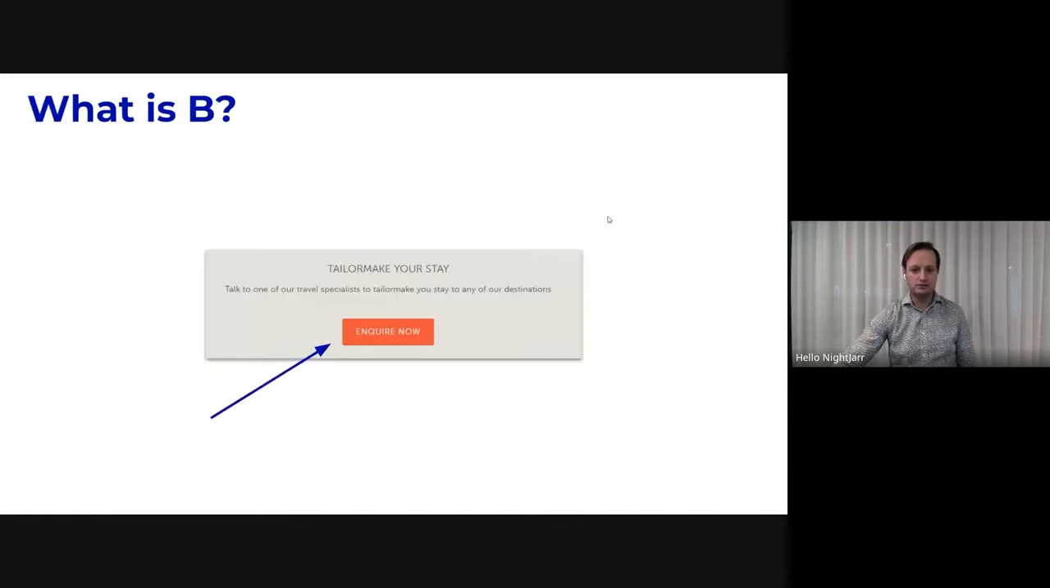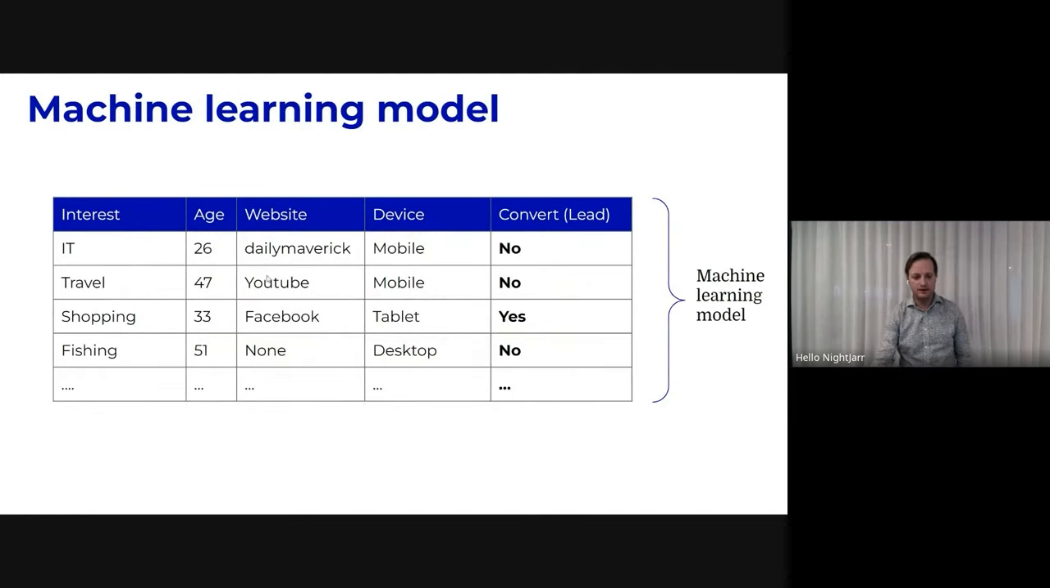And how this whole machine learning thing works is that Google knows this information. It knows the interest of the person, the age, website, device, etc. And what you need to give to Google to get this machine learning going is B. So did it convert or not? No, yes, no. This is basically how machine learning works: Google knows this, you give it that. And then you have a model, what they call a machine learning model. Maybe in your campaigns you've seen that if you change the bidding to CPA, CPL or ROAS, it says it's learning. That is basically Google busy building this model. It takes a bit of time to learn this.